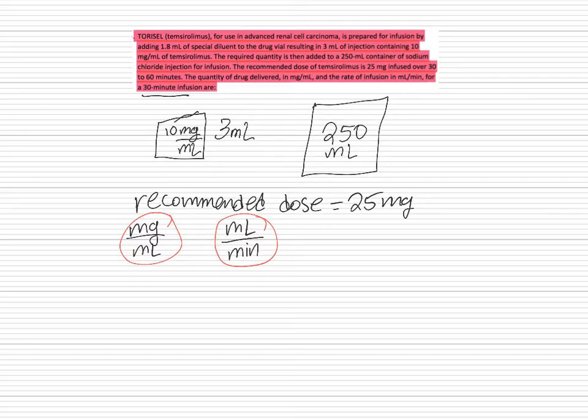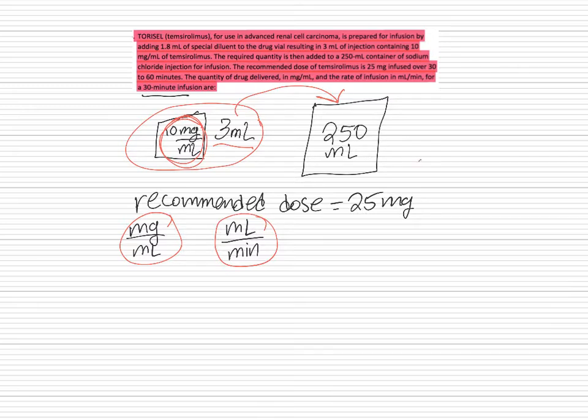So this 1.8 ml of special diluent that they wrote in the problem isn't really going to be used in this problem. They kind of just wrote it there to trick you, but what you're really looking at in the big picture is you're going to take a quantity from this vial and add it into the 250. So it doesn't matter that it's a 3 ml vial either. All that really matters here is that there's a concentration of 10 mg per ml in this little vial that we're taking out and pouring into the 250 ml.